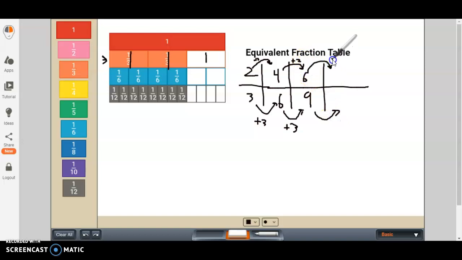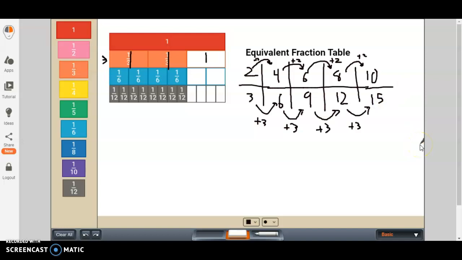On top, I'm going to add by 2 and get 8. And down below, I'm going to add by 3 and get 12. Now, what would be the next fraction in this series? I'll continue, plus 2, get 10, continue, plus 3, get 15.